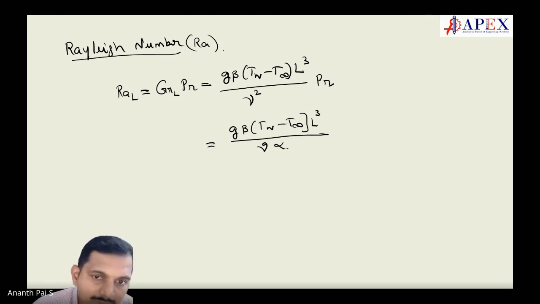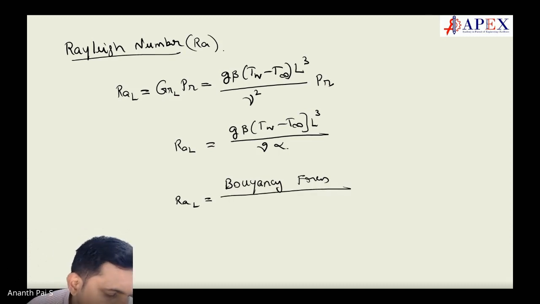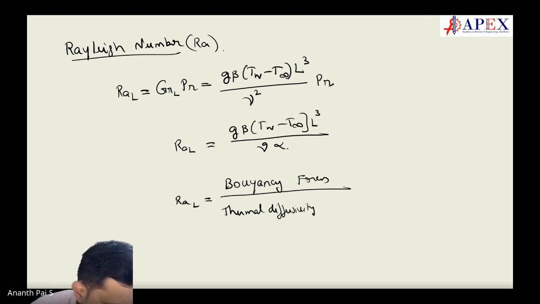Sometimes this Ra_L, the Rayleigh number with respect to L, can be viewed as a ratio of buoyancy forces divided by thermal diffusivity and momentum diffusivity. This comes as a match-the-following, students: buoyancy forces, divided by thermal diffusivity and momentum diffusivity.